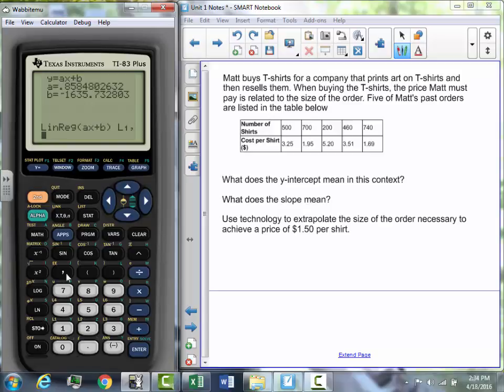Comma is right above the number 7. Then we need to tell it, well, we also put data in L2. So go second, L2. We need another comma. And then we have to tell the calculator where to put the data when we're done. Regardless of what calculator you have here, the step's the same, by the way.